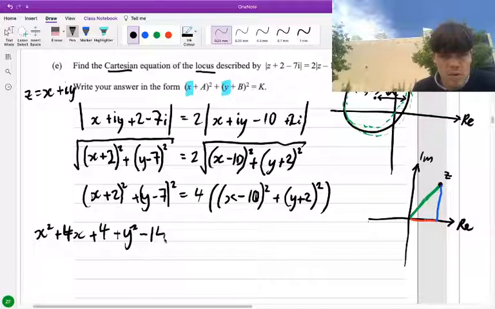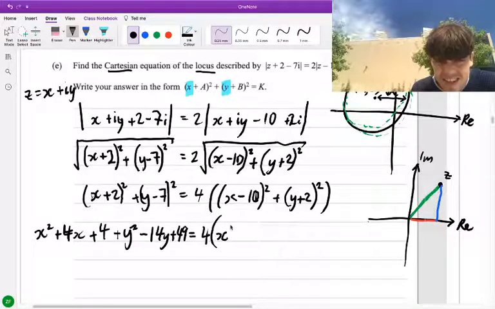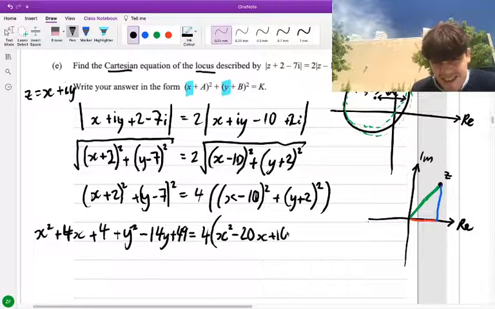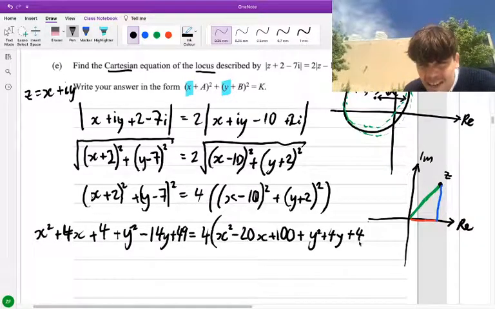minus 14y plus 49, because 7 times 7 is 49. Then 4 outside the big bracket: x squared minus 20x plus y squared plus 4y.